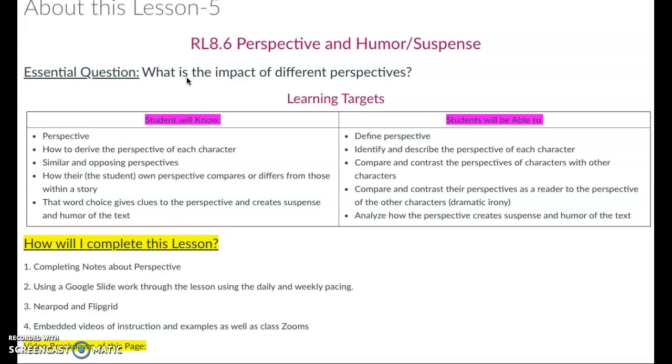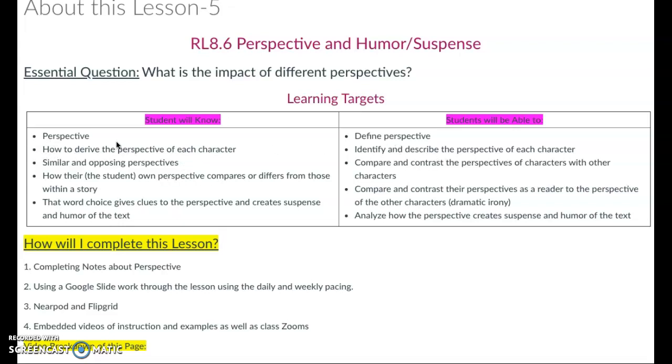So our central question is, what is the impact of different perspectives? With this essential question, we're really going to be looking at how every character sees the story differently, and then how that plays into our analysis of the story. So you'll know perspective and you'll be able to define it.